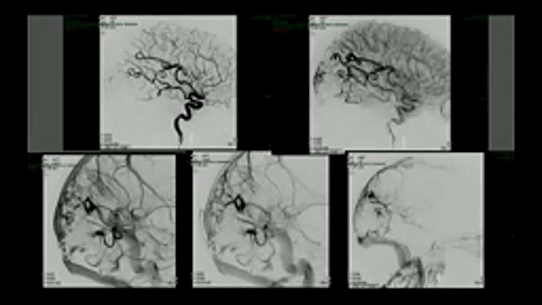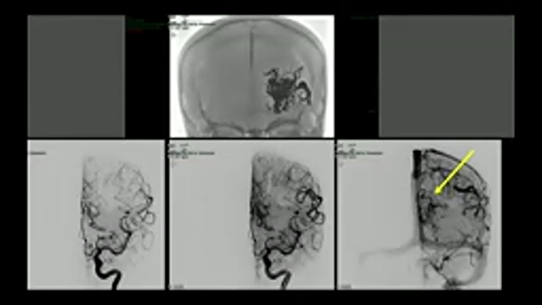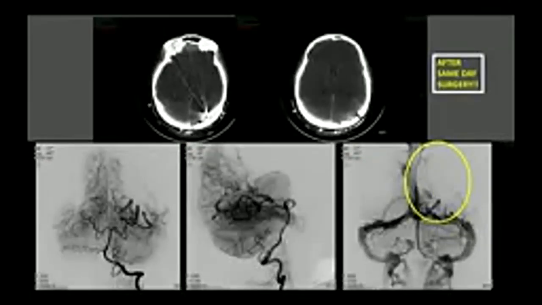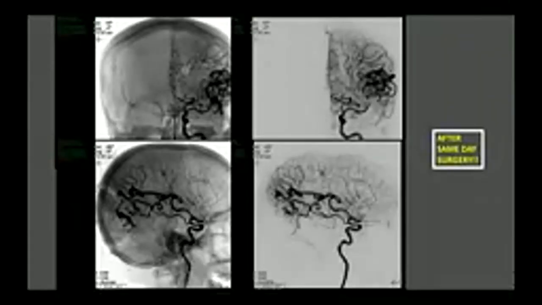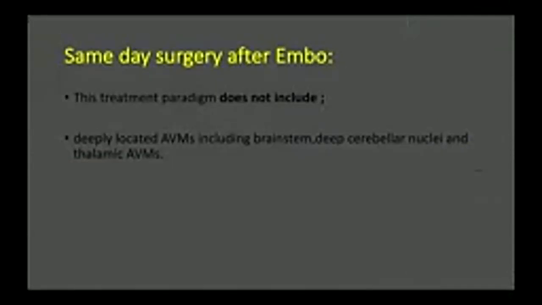And what is the sense to leave this alone and get another session? That's why, to prevent every complication, we sent the patient to the surgical room and they took it out. And at the end of the day, it is over. And you can say to the patient that your AVM is done. We don't need to do another session for it. This is after surgery from the anterior circulation. But you cannot do this in deep located AVM, including brainstem, deep cerebellar nuclear region, and thalamic AVM. Of course, you cannot do this technique for that.